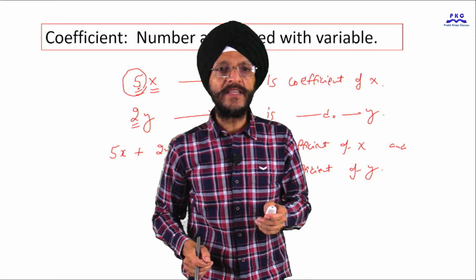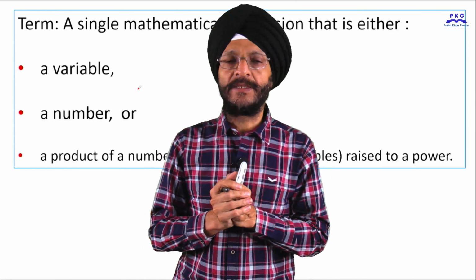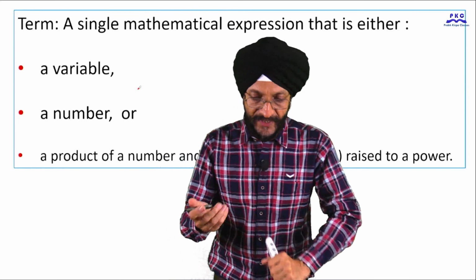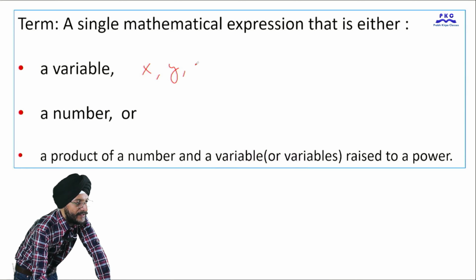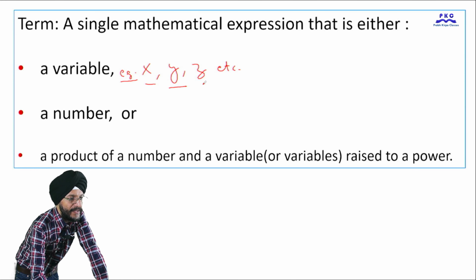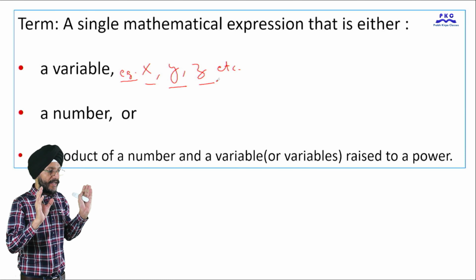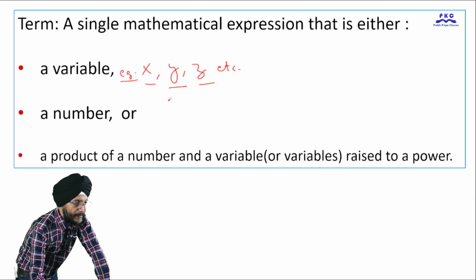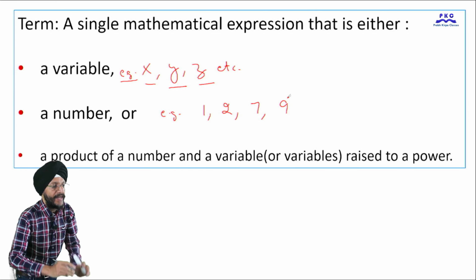Now we will understand the meaning of terms. Term is a single mathematical expression that is either a variable. Variable may be x, y, z, etc. This is example. That is, the term may be simply x, simply y or simply z. Or the term may be a number. The number means it may be 1, it may be 2, it may be 7, it may be 9 or any other number.